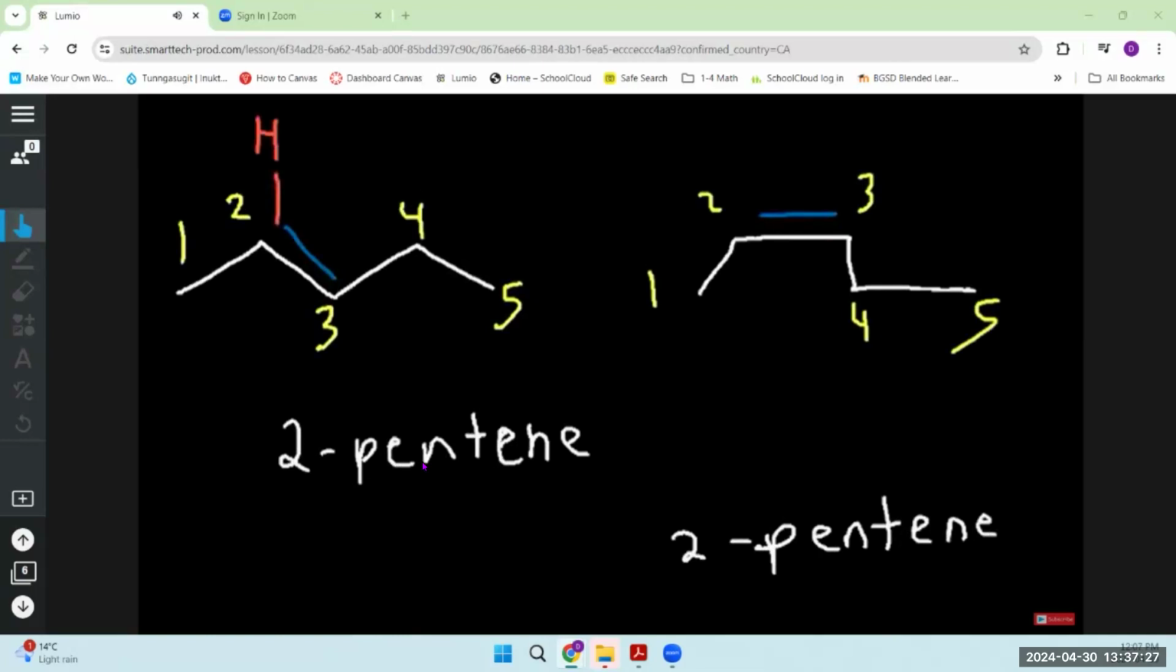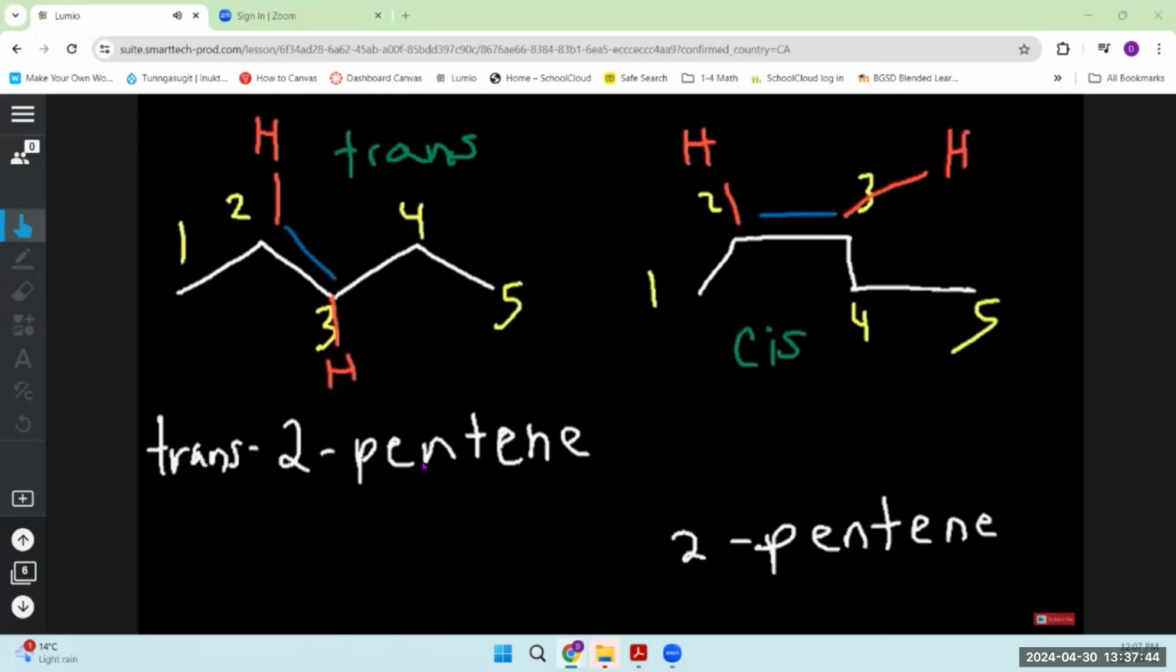On the left, notice that the hydrogens that are connected to the double bond are opposite to each other. But on the right, they're on the same side. This is the trans isomer, and on the right we have the cis isomer. So this is called trans 2-pentene, and this is cis 2-pentene.